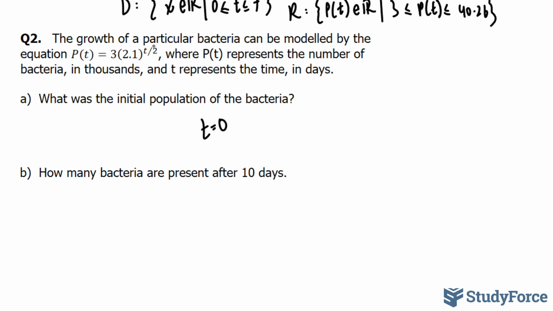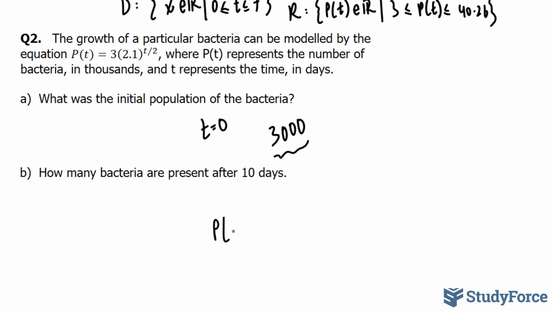Watch. 0 over 2 is 0. Anything to the power of 0 is 1. So 3 times 1 is equal to 3. So there were initially 3,000 bacteria because it's in thousands. So 3,000 initially. How many bacteria are present after 10 days? For this, you replace the t with a 10.